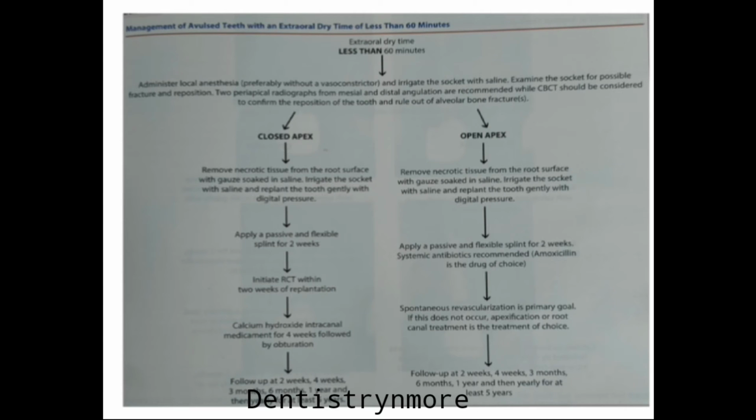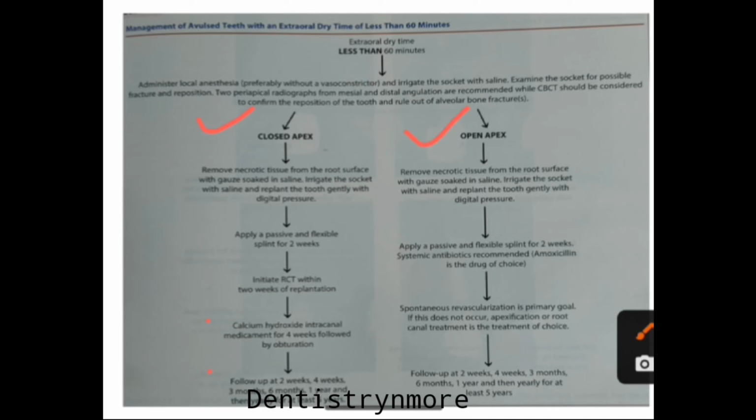In case of closed apex, the necrotic tissue is removed from the root surface, and after that the socket is irrigated with saline, and the tooth is replanted gently with digital pressure. After that, apply a passive or flexible splint for 2 weeks and initiate RCT within 2 weeks of replantation. Calcium hydroxide intracanal medicament for 4 weeks, followed by obturation, and the follow-up at 2 weeks, 4 weeks, 3 months, 6 months, 1 year, and then yearly for at least 5 years. This is in case of closed apex.